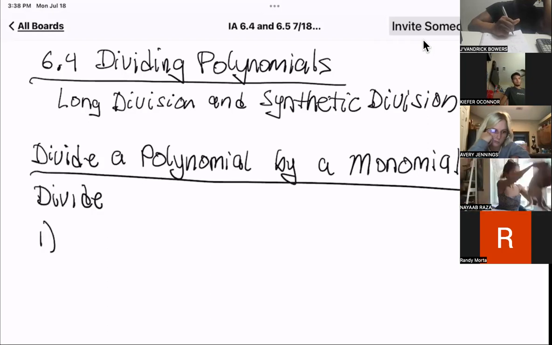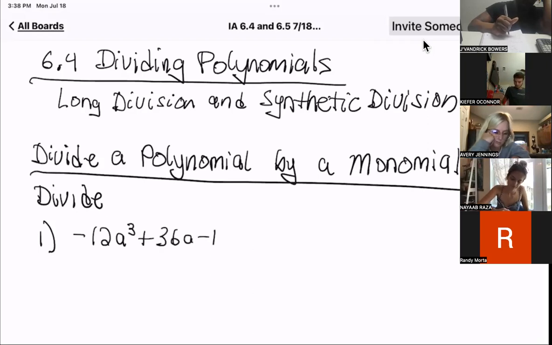Divide 1. We have negative 12a to the third plus 36a minus 15 divided by 3a. You can write it that way, it means divide, right? You could also write it with a divide sign. This way, it's sort of going to tell you what to do.